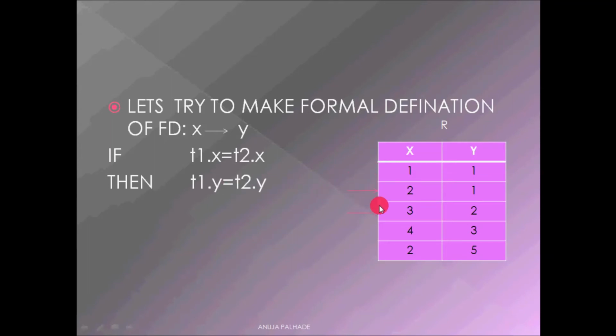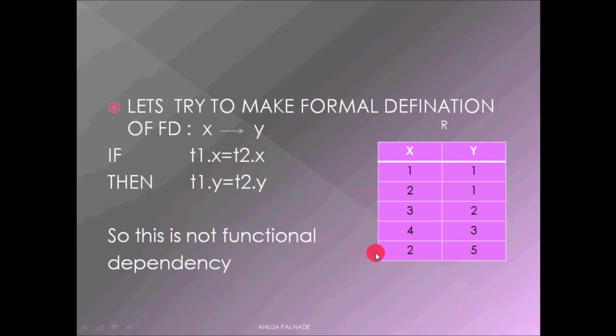Now check these two. Is T1 of x equal to T2 of x? Is 2 equal to 3? No. So we do not bother again about the second case here. If the first is true, then and only then are we going to check the second. Otherwise, it is functionally dependent. Now we will check these two cases.